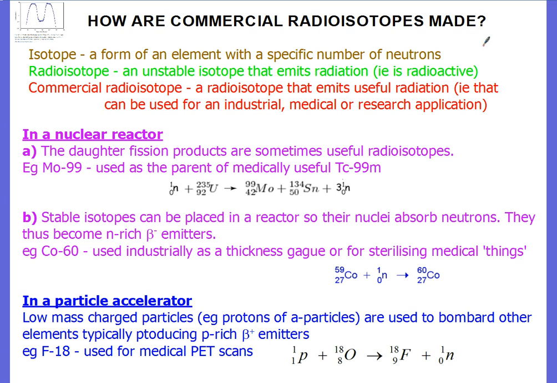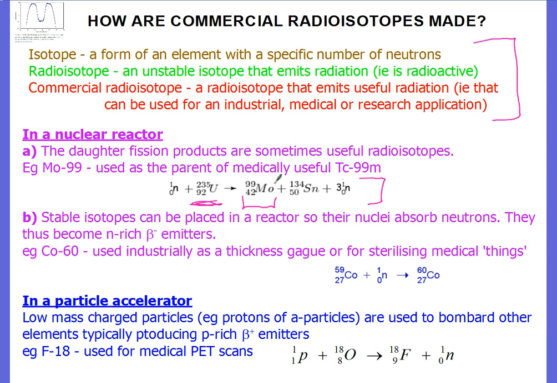Well, you need to know what an isotope, a radioisotope, and a commercial radioisotope are, and that's put up here. But there's two ways you can make commercial isotopes in a nuclear reactor. First of all, sometimes the fission products from nuclear fission itself are useful radioisotopes. So when uranium-235 as a nuclear fuel undergoes fission, it can turn into molybdenum-99. One of the daughter products can be a useful radioisotope.